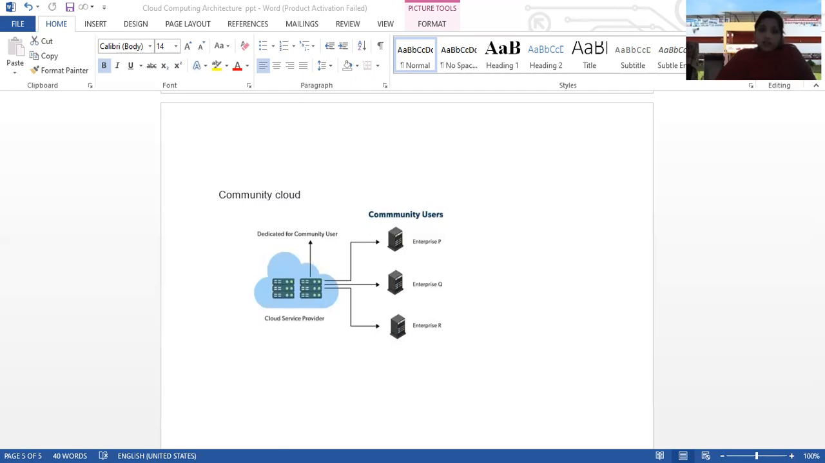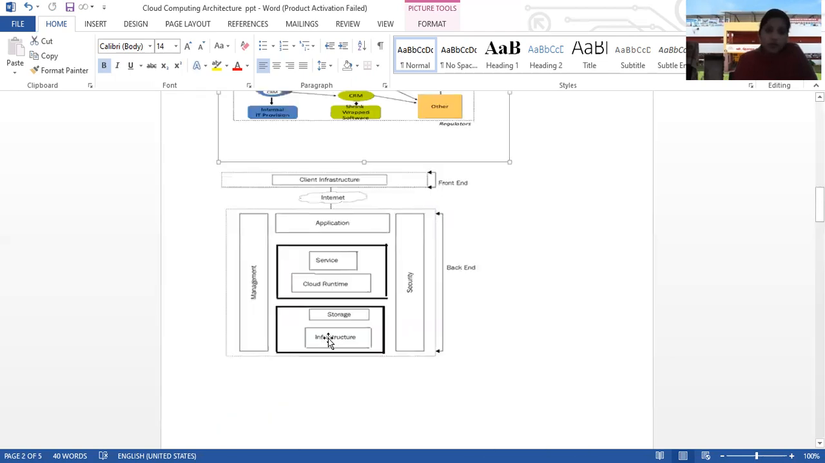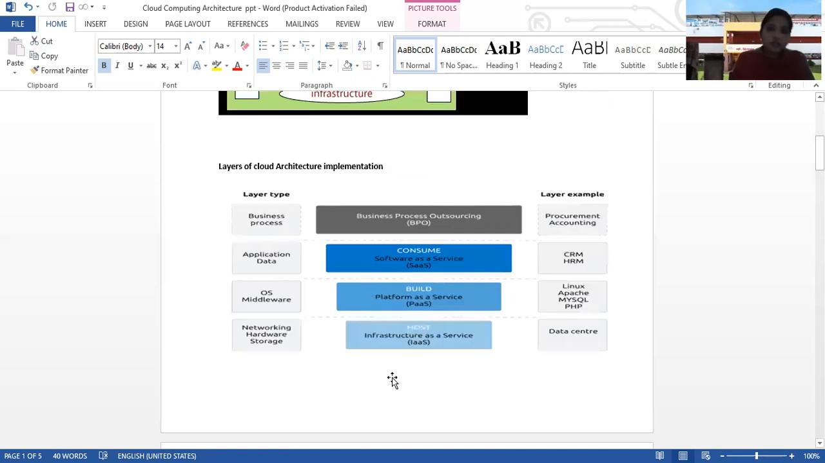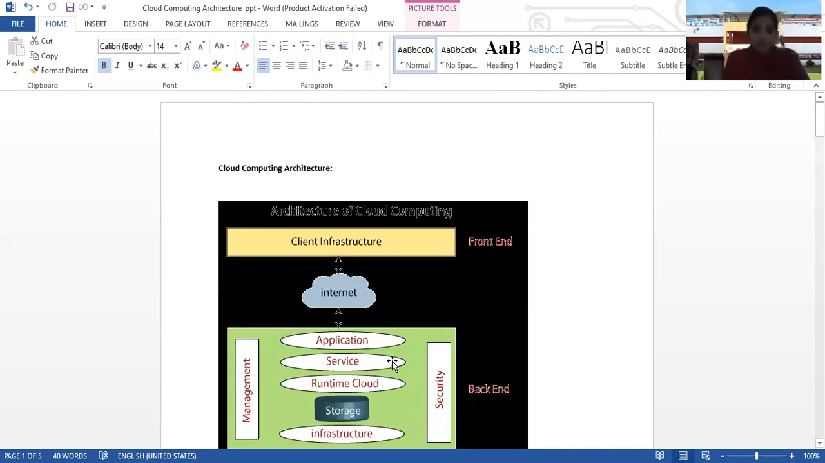Then scientific research. In this sector, organizations with a common interest in science share a large distributed infrastructure for scientific computing. So this is all about the previous lecture: community clouds, hybrid clouds, private clouds, and public clouds. Next come the cloud reference model, understanding the cloud ecosystem, and the layers of application. So today's lecture is over here.